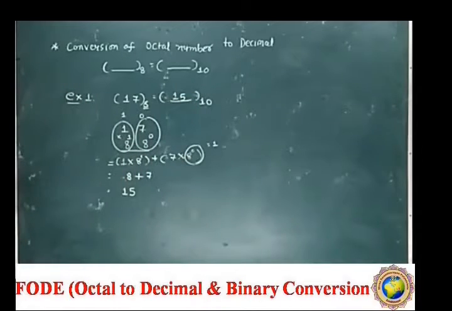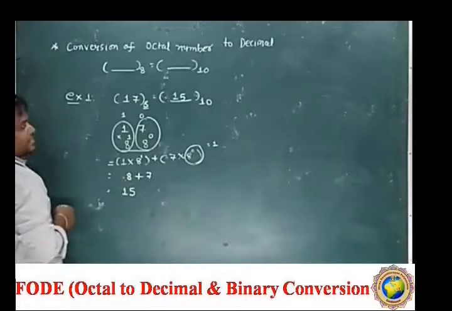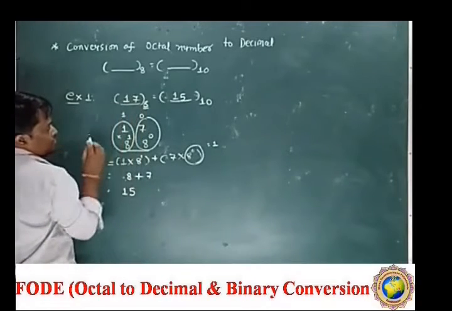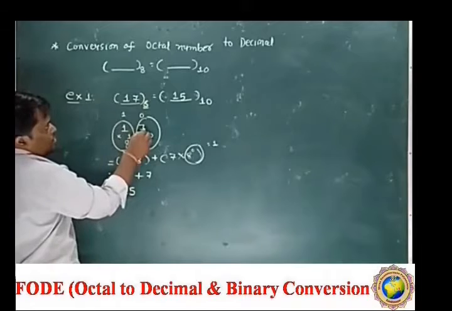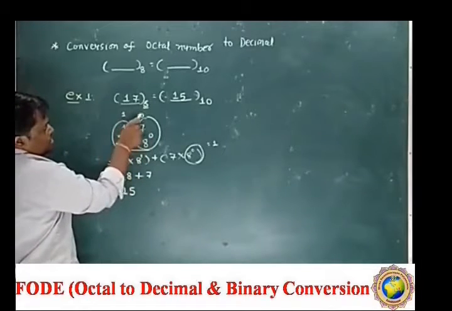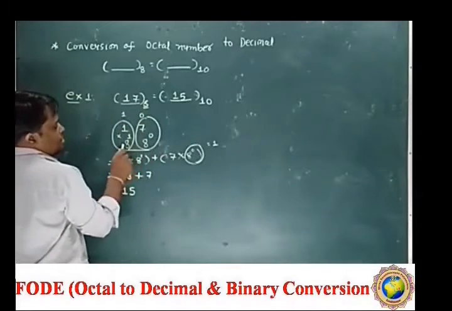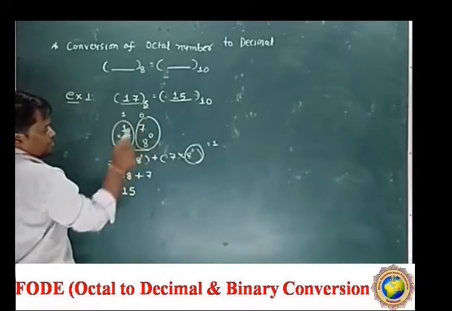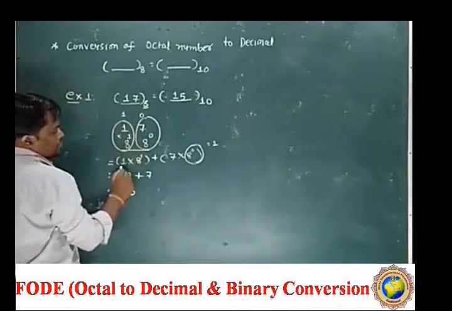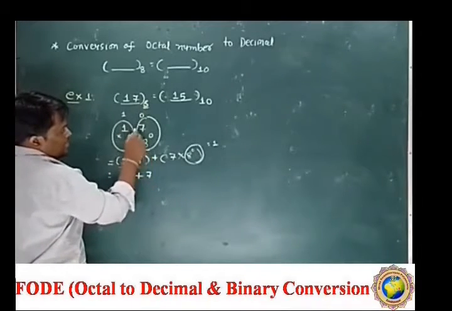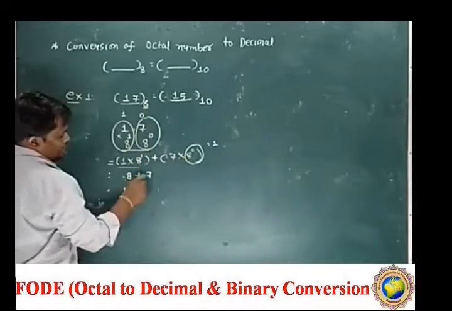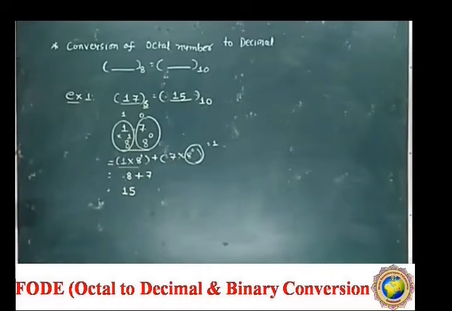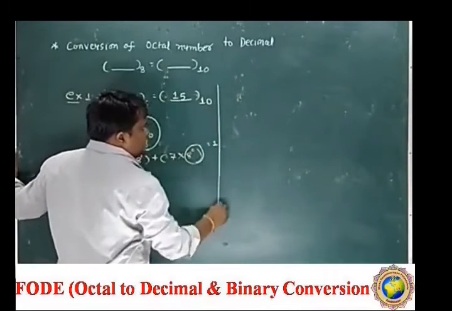Again, let us understand this example. Write down your given digits, that is 17. Then put 0 and 1 from the right side. Then put 8 as the base, and put these digits in the power. Then multiply these two digits, put plus, and again multiply these two digits, and solve the example. In this way we can convert the given octal number into decimal. We are going to take another example.